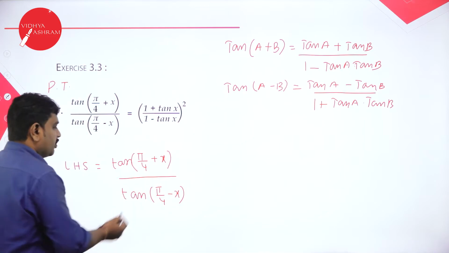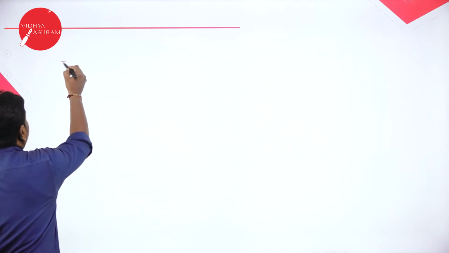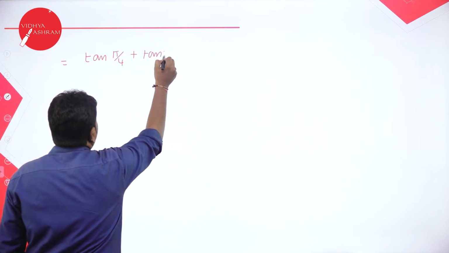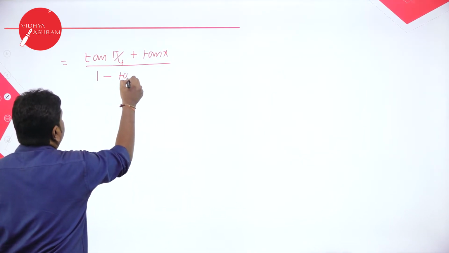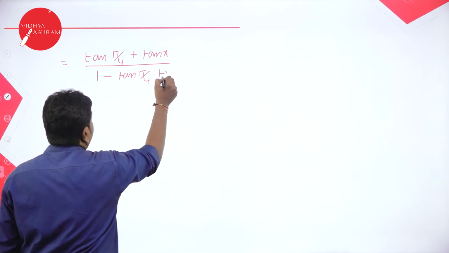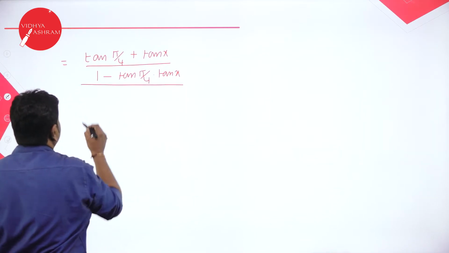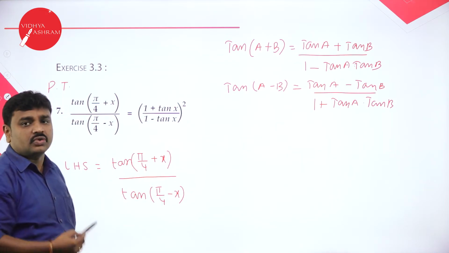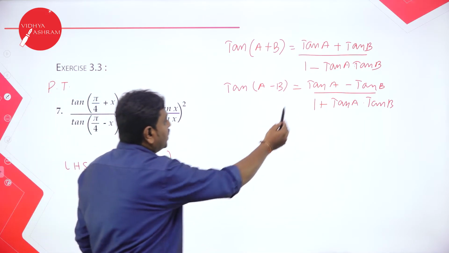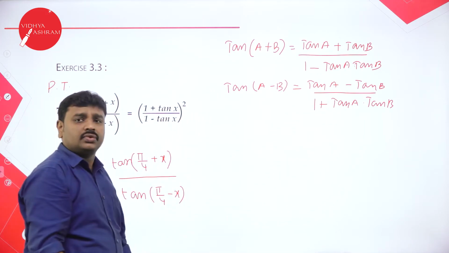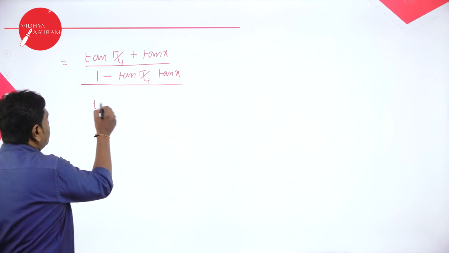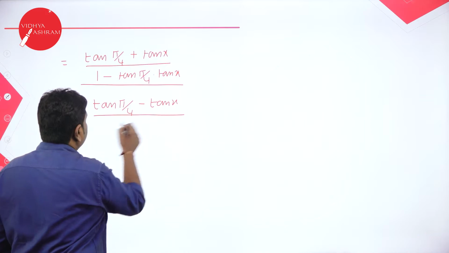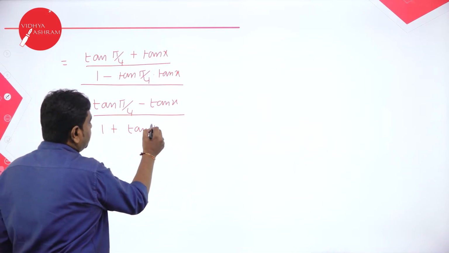Further, the numerator is in the form of tan of a plus b. So tan of pi by 4 plus x is tan pi by 4 plus tan x divided by 1 minus tan pi by 4 into tan x. The denominator is tan of pi by 4 minus x. It is in the form of tan of a minus b. What is tan of a minus b? Tan of a minus b is tan a minus tan b by 1 plus tan a into tan b. So the denominator becomes tan pi by 4 minus tan x divided by 1 plus tan pi by 4 into tan x.